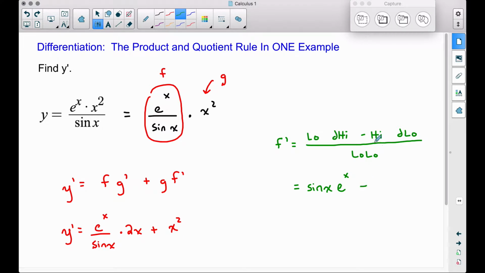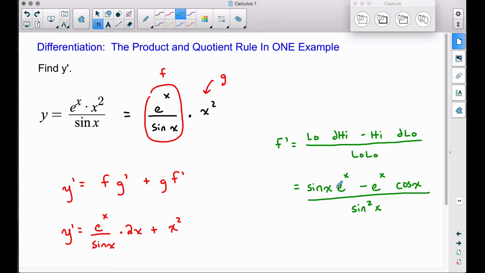Minus high, we leave our top function alone. Well, that's going to be e to the x. D low, now we take the derivative of sine, which is going to be cosine of x. And this is all over low low. So we take that bottom function. Low low means low times low. Sine of x times sine of x is sine squared of x. So this is our f prime that we're going to come back and plug in over here into this spot.